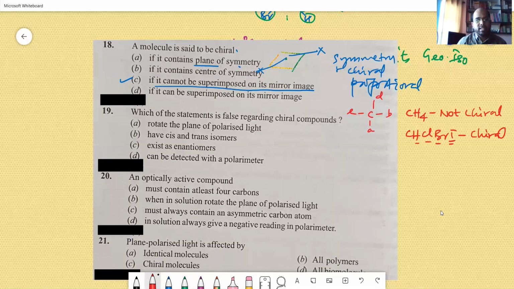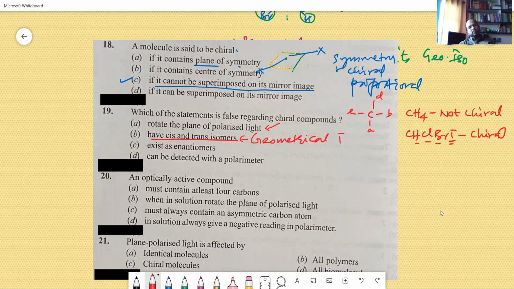What is true about this? Chiral compounds rotate the plane polarized light. So this is not the false statement. Have cis and trans isomers: now, this is for geometrical isomerism only. So this is the right answer, probably.